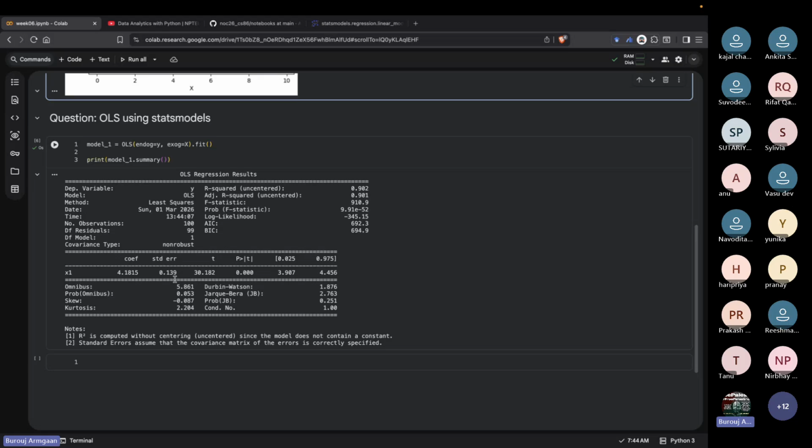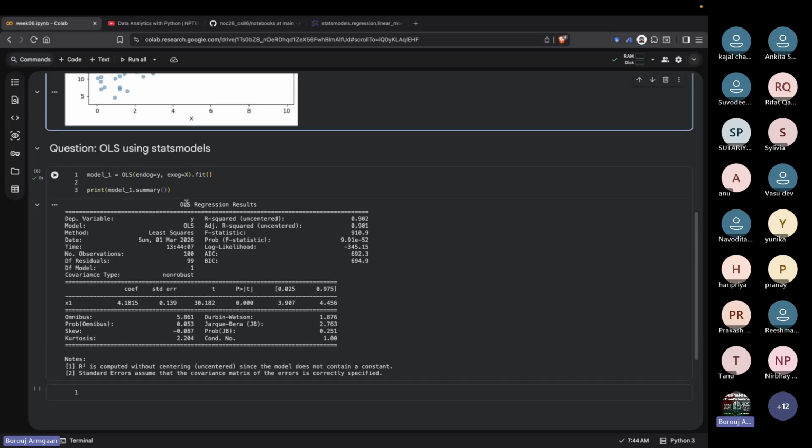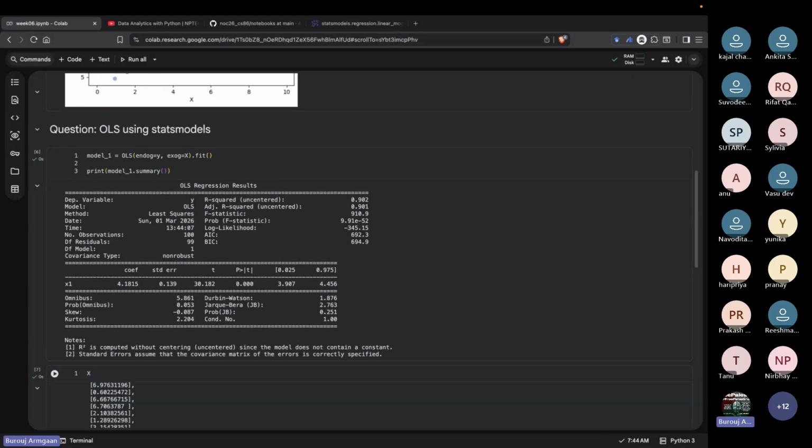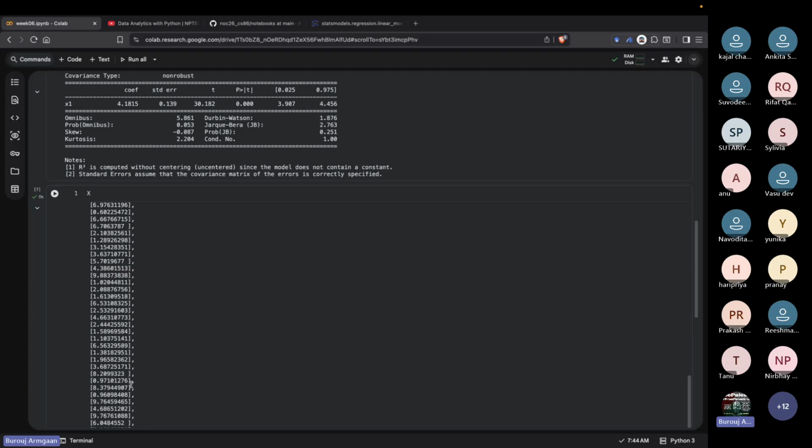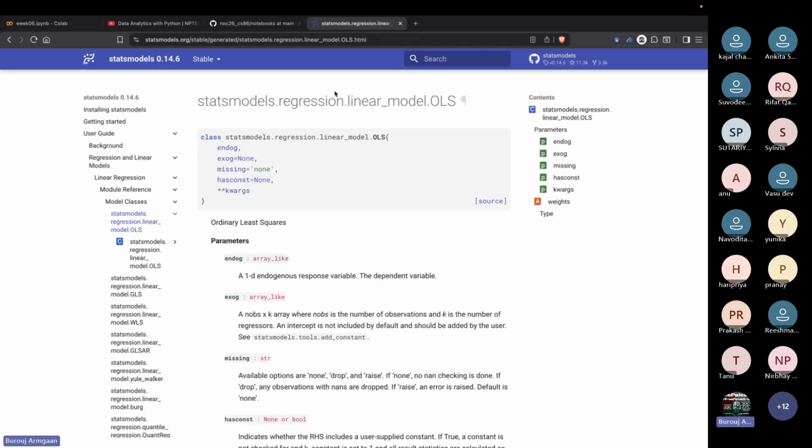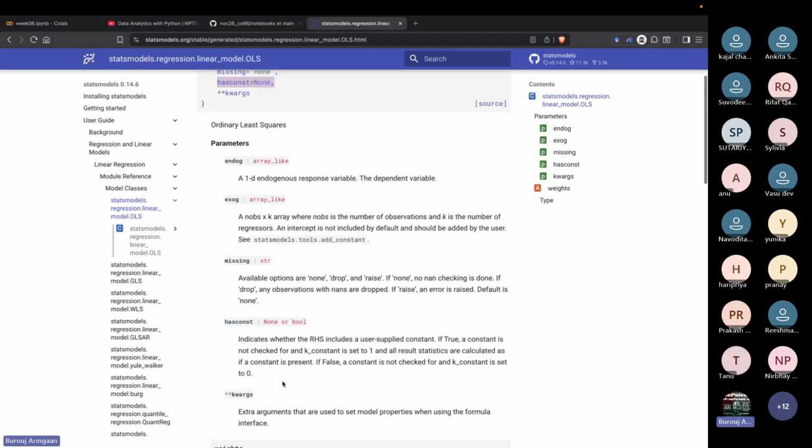So what happened? The thing is, our x, if we print that, is a single variable. It does not have a constant term attached to it. If you go to the documentation as well, there is an additional argument which says has_constant. Has constant essentially says, do you have an additional term of essentially unity that I can use to find your coefficient?